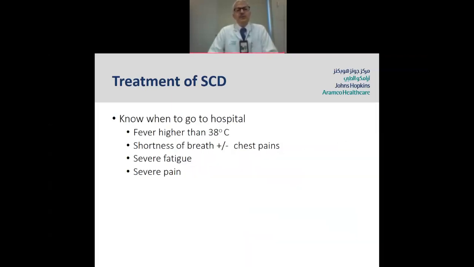Well, the patients need to know when to go to hospital, and these are a few of the important ones. Fever more than 38 degrees Celsius should not be ignored. Shortness of breath with or without chest pain should not be ignored. Severe fatigue that might indicate a decrease in hemoglobin, caused by a breakdown of red cells acutely, and severe pain. Pain is something nobody can measure, only the patient who suffers from it can decide whether that pain is mild enough to be treated at home or needs a hospital.